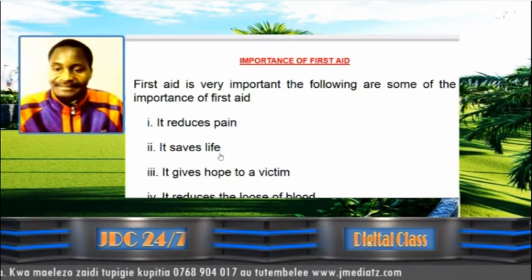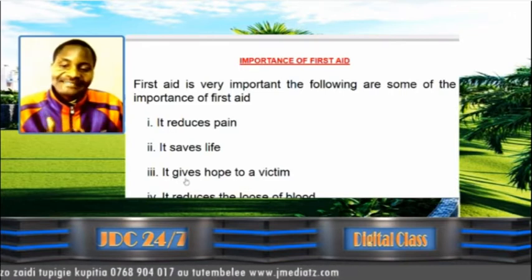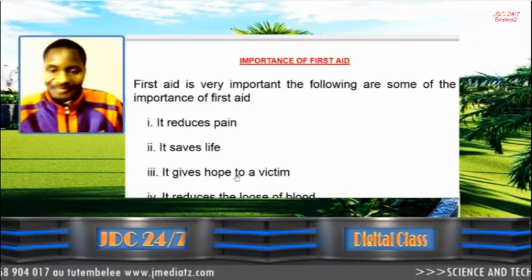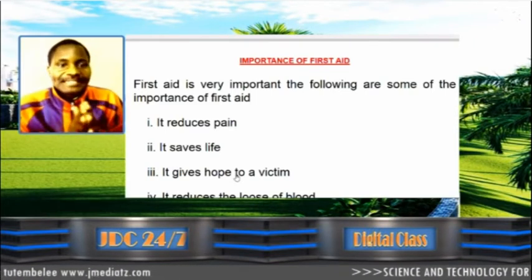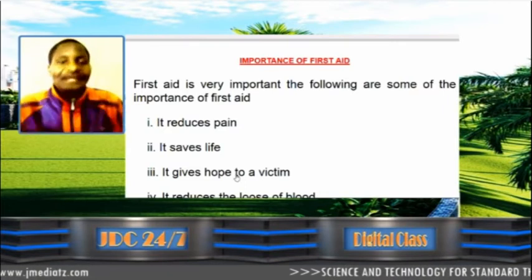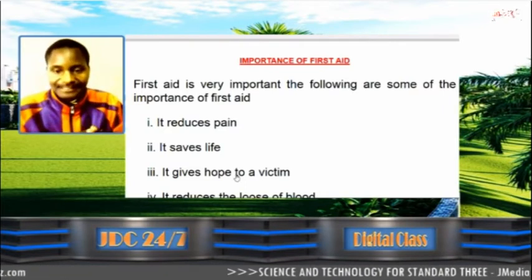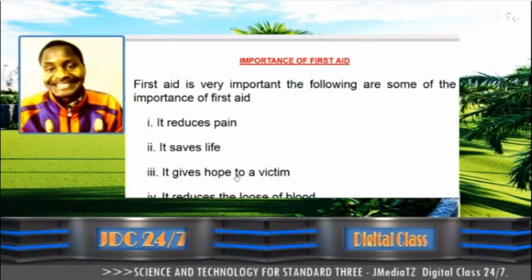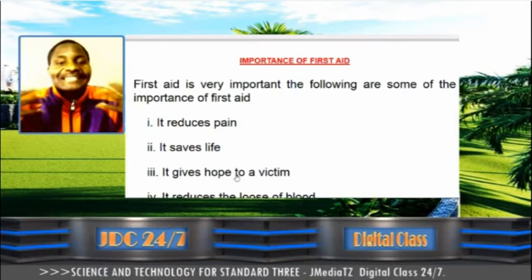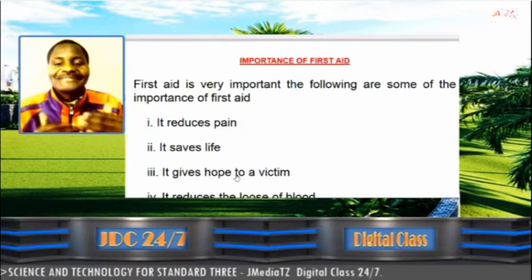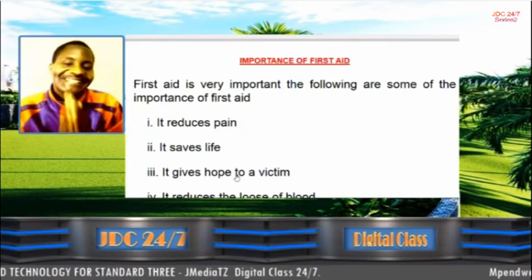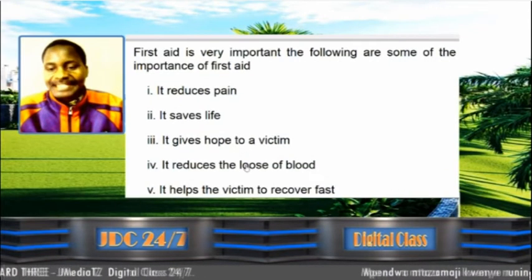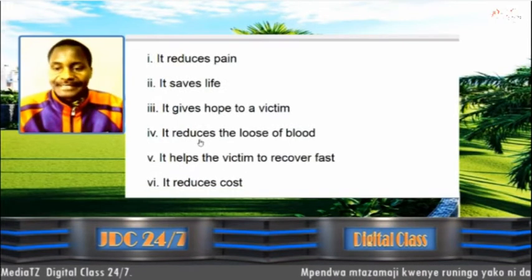Is it right? Okay, the other thing is that it gives hope to a victim. It gives hope to a victim. That means if someone got injured, for example, or is poisoned, whatever it can be, after giving him or her first aid, he or she is likely to get relief and hope that maybe there is life after the accident. Right?